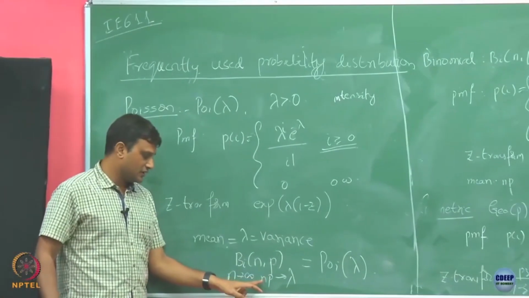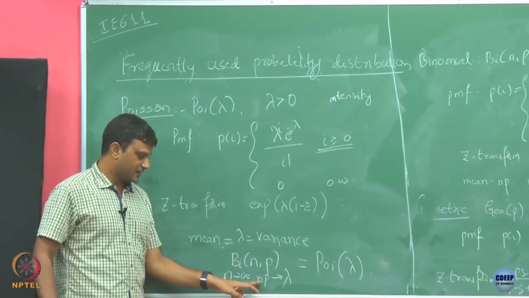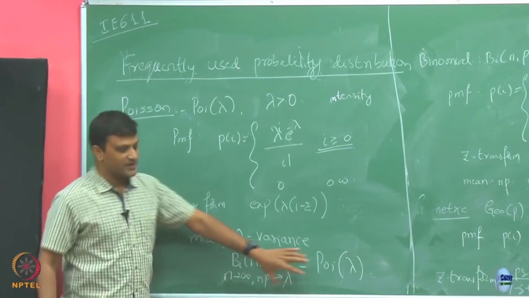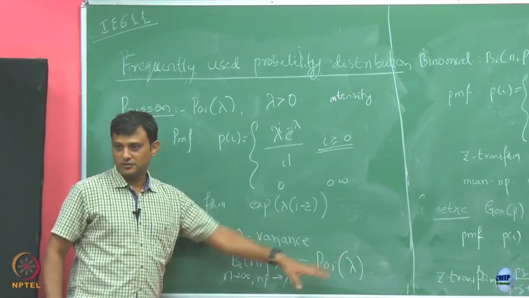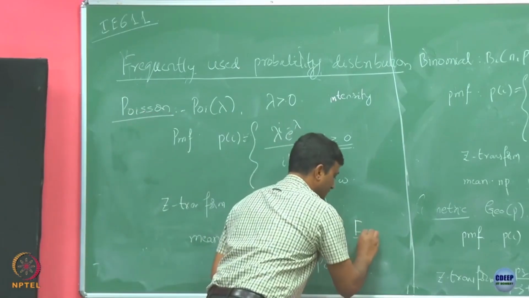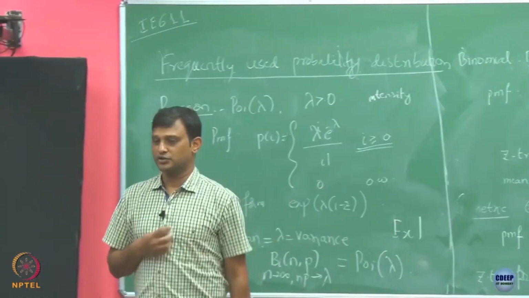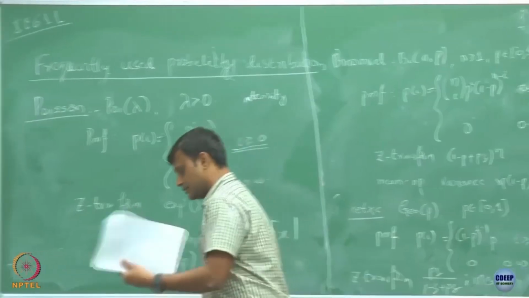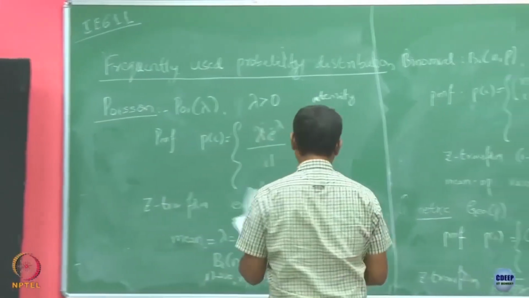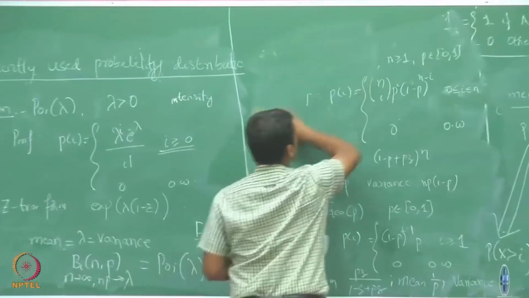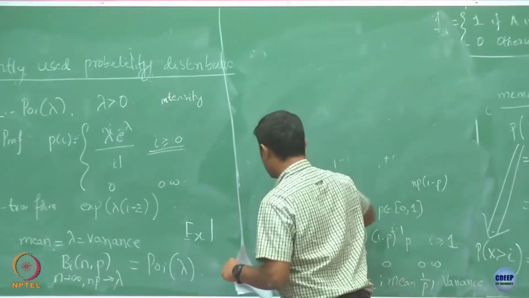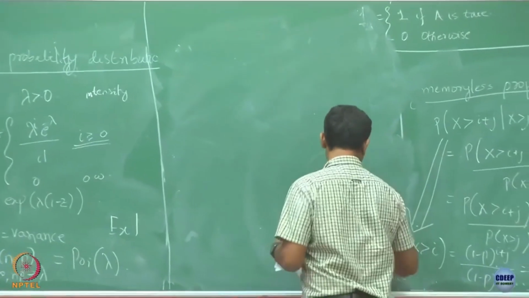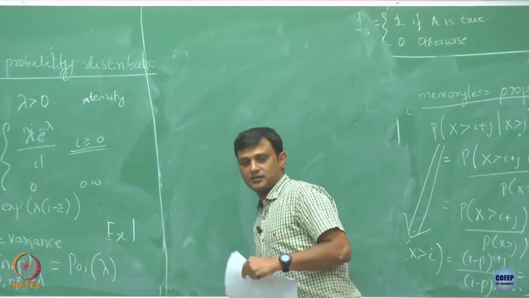And you make sure that this np product converges to lambda, and then in that case this binomial distribution is nothing but the Poisson distribution. This is an exercise, please complete this. Check that you are able to show this formally. And all this Z transform, mean and variance I have just written, please verify that they are correct.